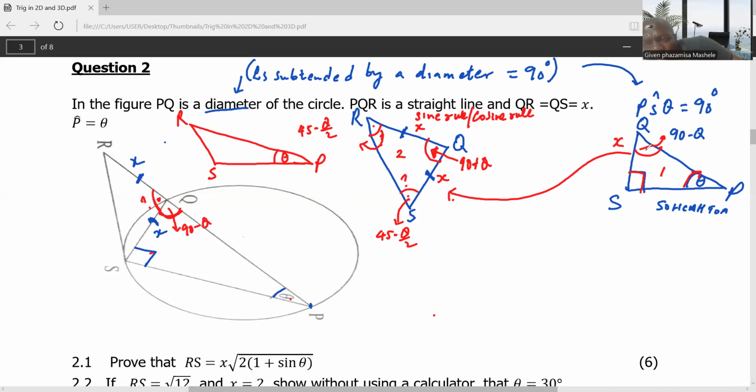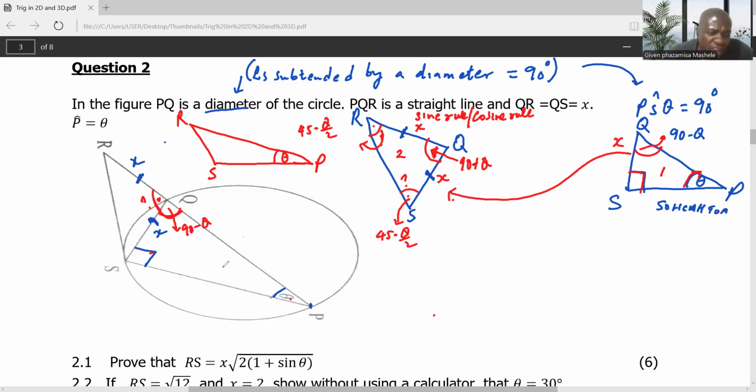Let's look at the first triangle. We have QS is X. SP, there's no SP in the second triangle. RQ, okay, fine. Let's now go through the question. The first question says prove that RS is equal to X times 2 the root of 1 plus sine X.